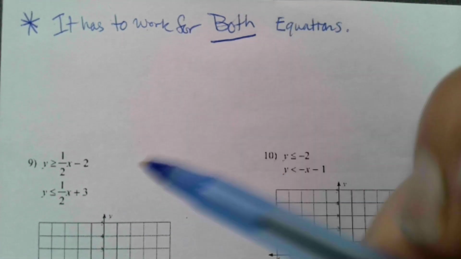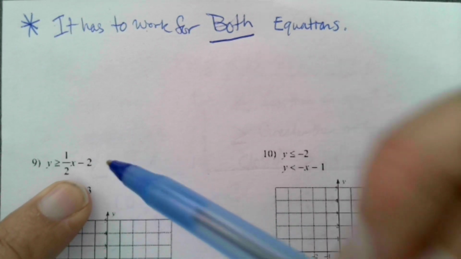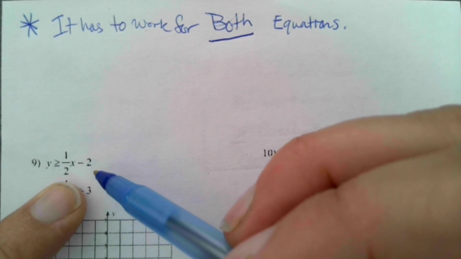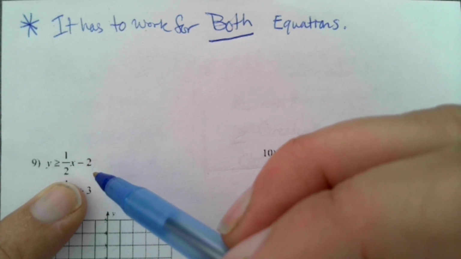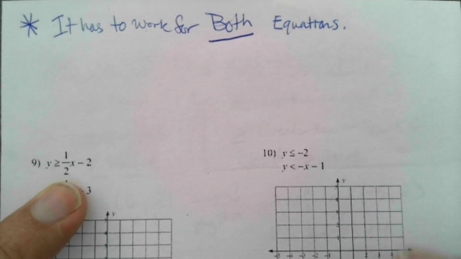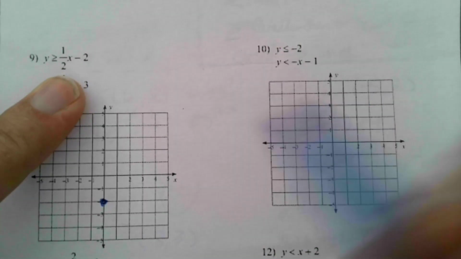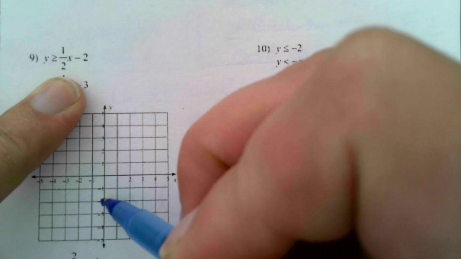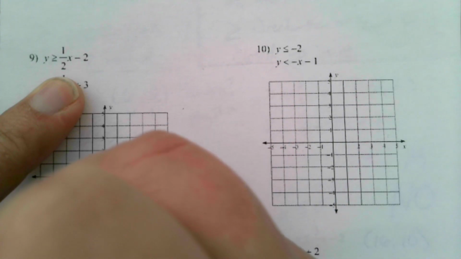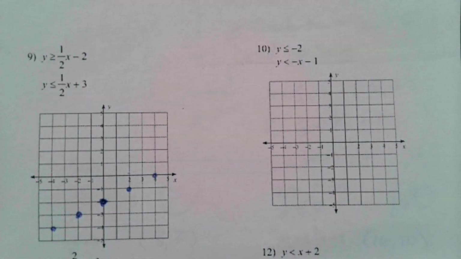So let's start with this one. We're gonna just graph one line at a time. Okay, what's my y-intercept on this one? Yeah, -2. What's my slope? Yeah, so up 1 over 2. Solid or dashed? Solid.